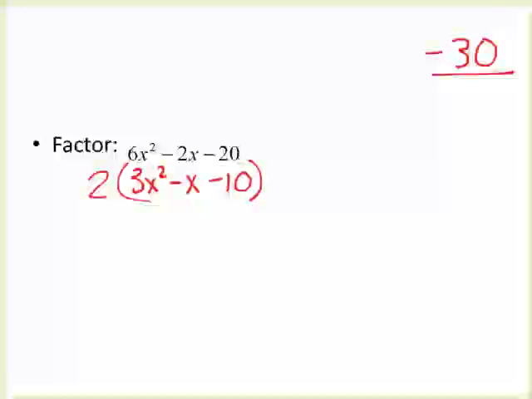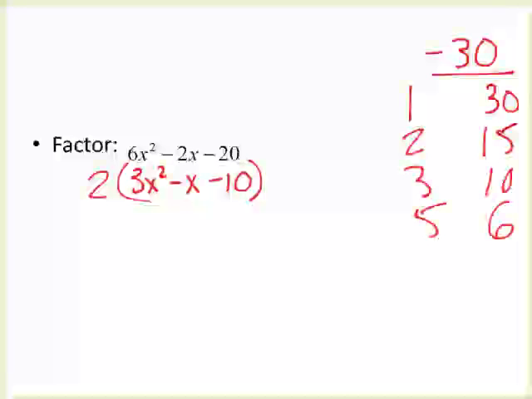A times C. So 3 times negative 10 is negative 30. That's what we're looking for: numbers to multiply to. So 1 and 30, 2 and 15, 3 and 10, 5 and 6. Which set of those can I use in some way to make a negative 1x? Plus 5 minus 6 will add to give me a negative 1 and multiply to give me a negative 30.